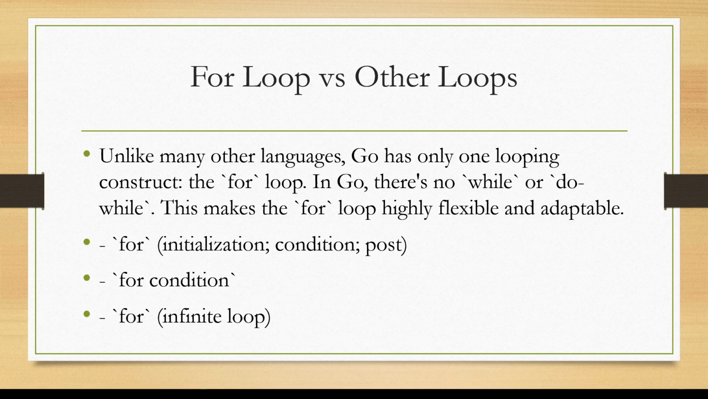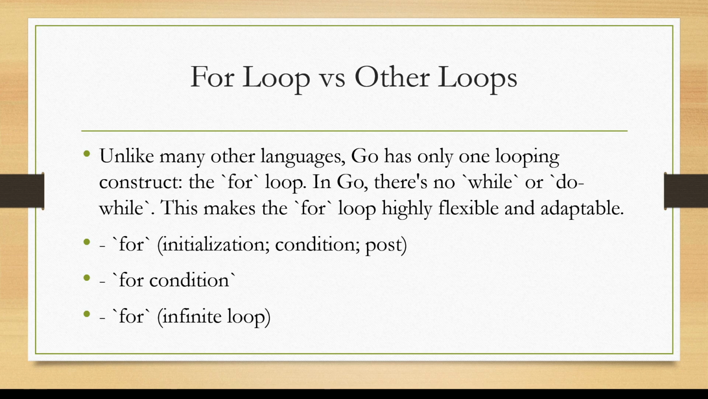So here's something unique about Go. Unlike languages like C, Java, or Python, where you have multiple loop types like for, while, do while, Go keeps it really simple. It gives you just one looping keyword, and that is for. But the cool part is this one for loop is super flexible. You can use it three different ways depending on what you need. Let's quickly look at them.